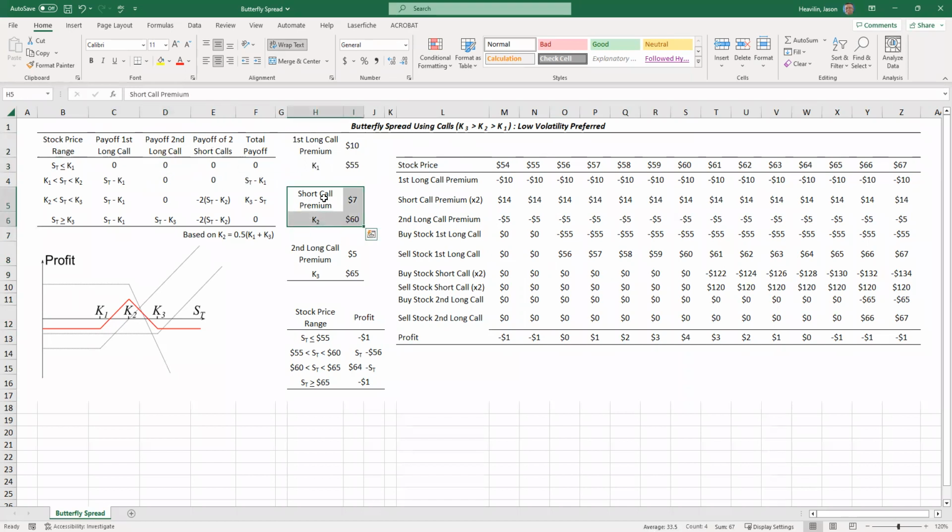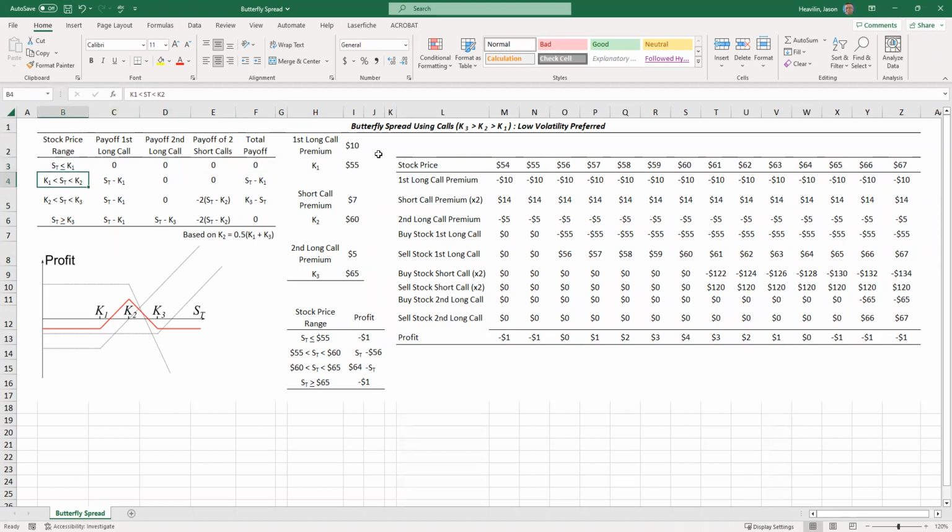Now, remember, I mentioned earlier that even though this only represents a single one, we are doing 2 of them. So that's why the payoff of 2 short calls is here 0. So payoff on this one is 0. Payoff on the second long call is 0. Payoff of 2 short calls is 0. When you add them together, you get 0.